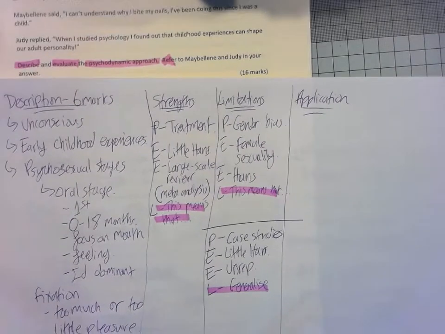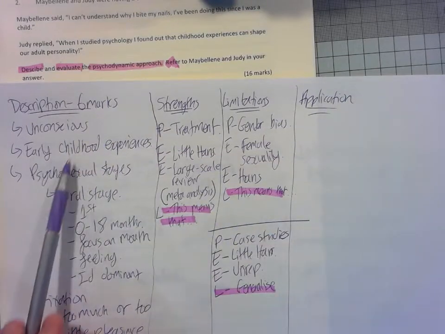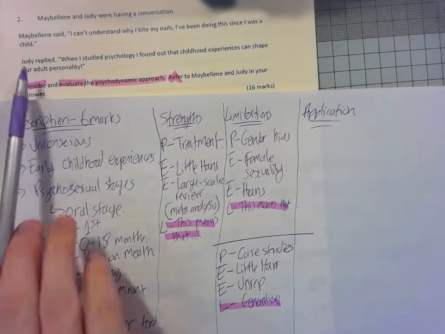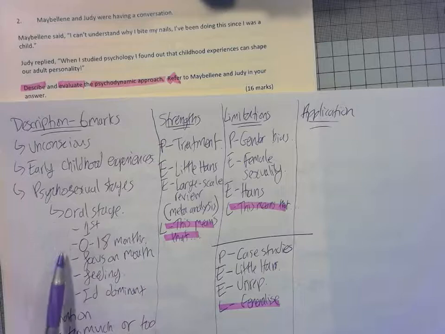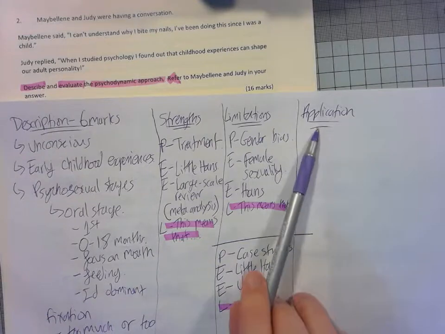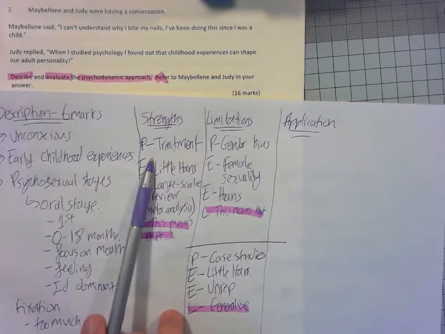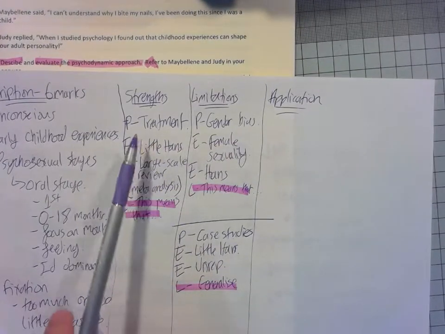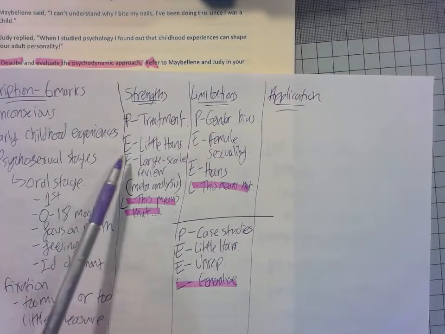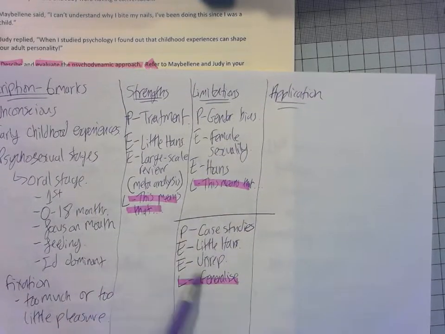So let's have our general overview. We've got our descriptive marks from here, and throughout this is when I'm going to have my application. So my early childhood experiences is when I'm going to refer to what Judy said. When we talk about psychosexual stages, that's when I'm going to talk about what Maybelline said. So that's my application sorted. I've then got 3 evaluation paragraphs, 1 strength, 2 limitations, fully expanded. Point, evidence or explanation, evidence or explanation, link. And I've done that for all 3.